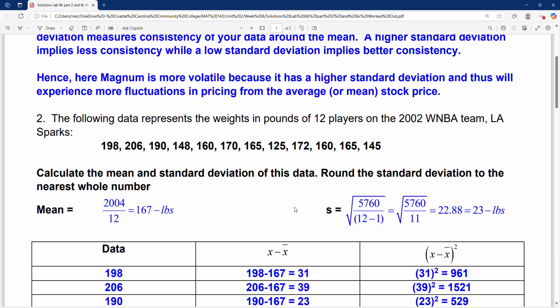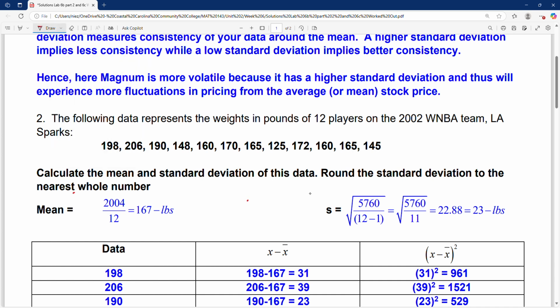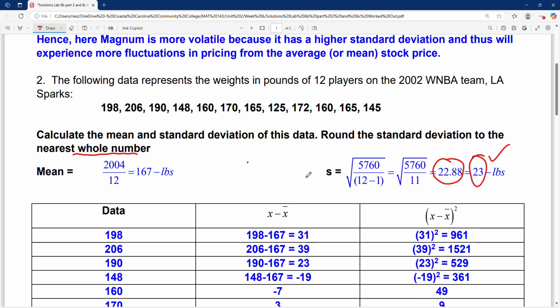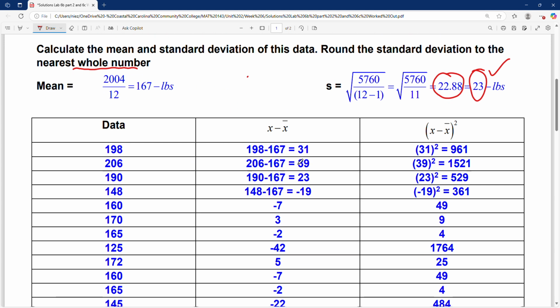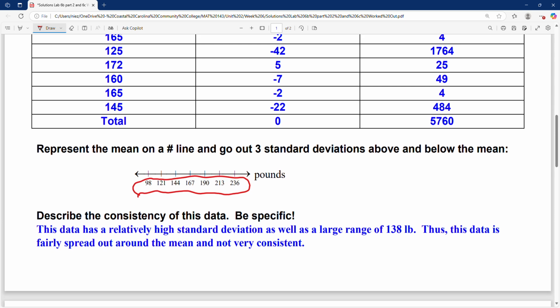For the second question, you should realize this one says round the standard deviation to the nearest whole number. Some of you didn't round. So this one is the right one: 23. You should round it to 23. And then when you draw this graph, you just use the integers.